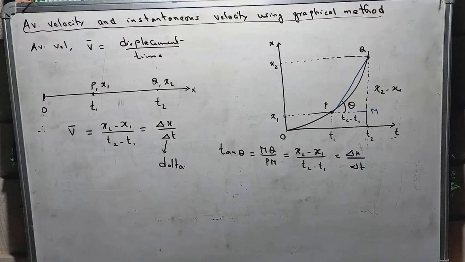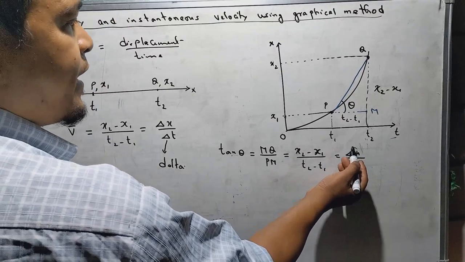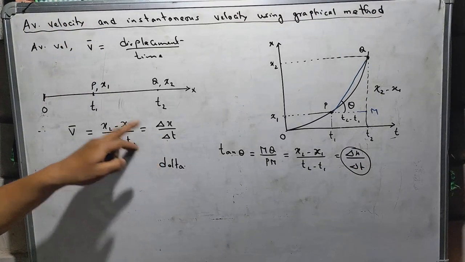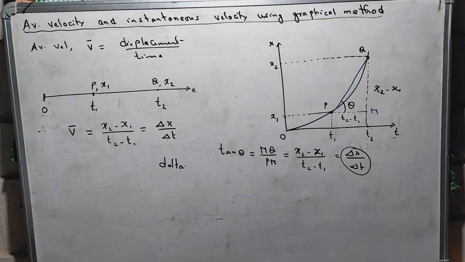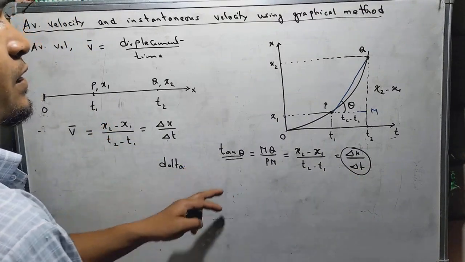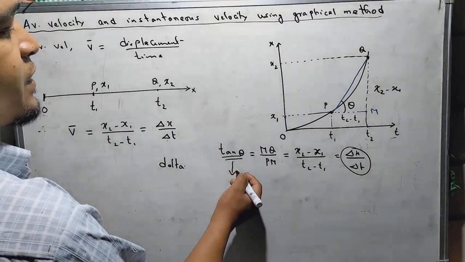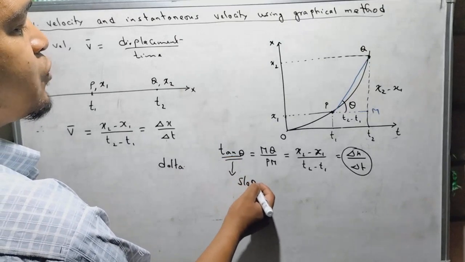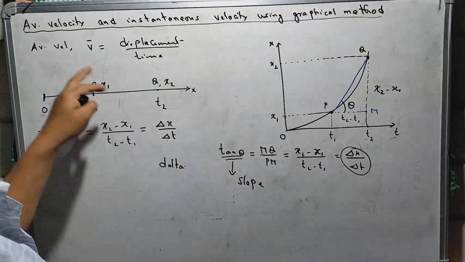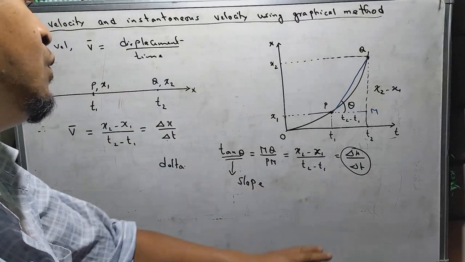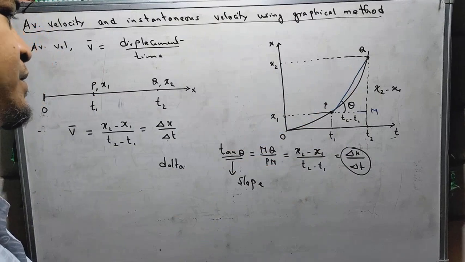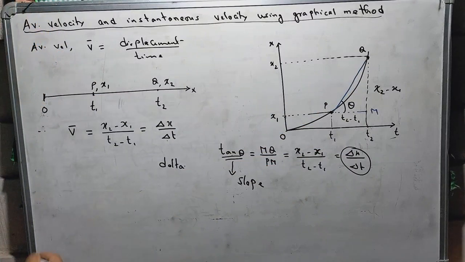Now this delta x upon delta t, when you look back, what is it? It is the average velocity. Therefore, this average velocity is the same as tan theta, which represents the slope of the line joining the point P and Q. So I conclude that the average velocity is equal to the slope of the line joining the points P and Q.